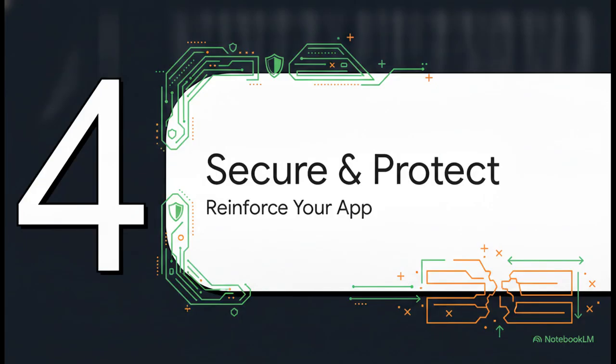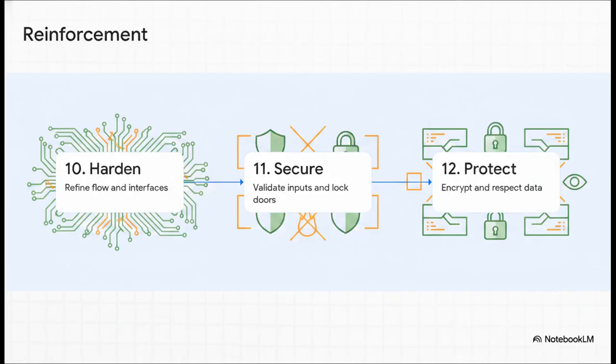Next up is Section 4. Reinforcement, security, and protection. To make your app truly solid, you first have to harden it so background failures don't just crash the whole user experience. Then, you secure it by thoroughly validating external inputs and locking your digital doors. And finally, you protect it by encrypting user data and actively anonymizing your system logs.